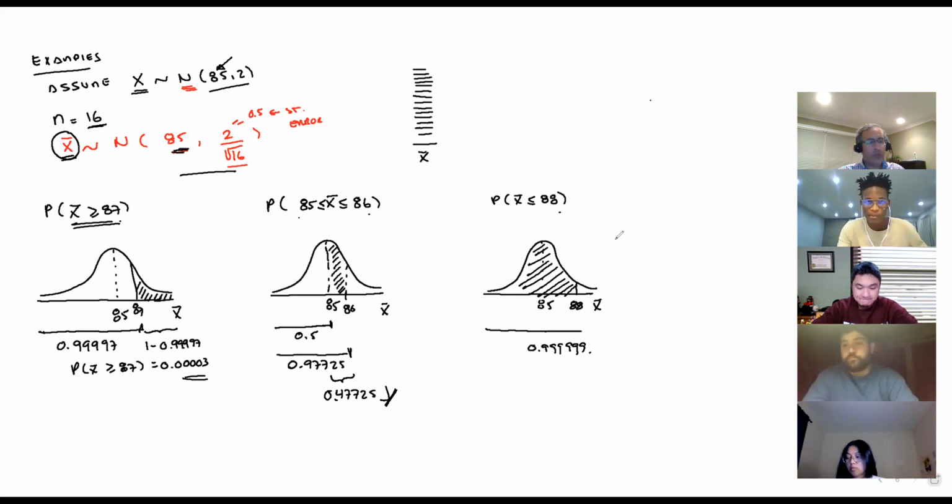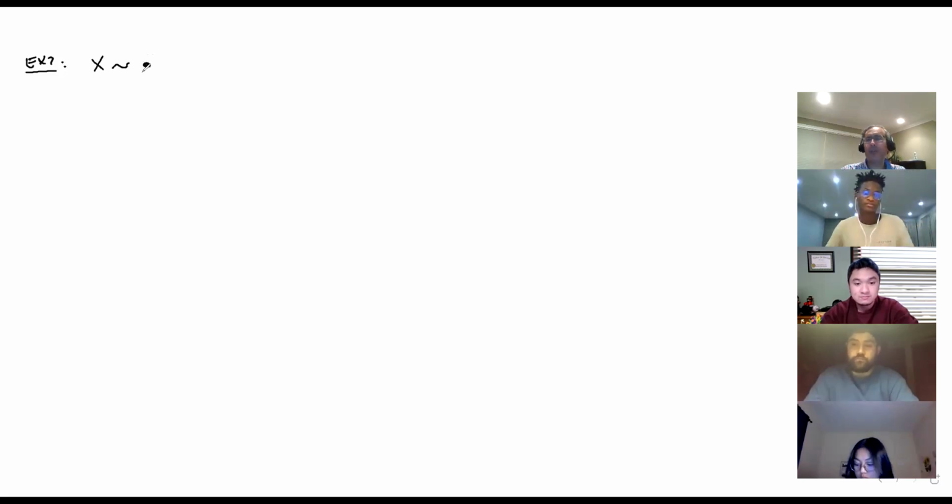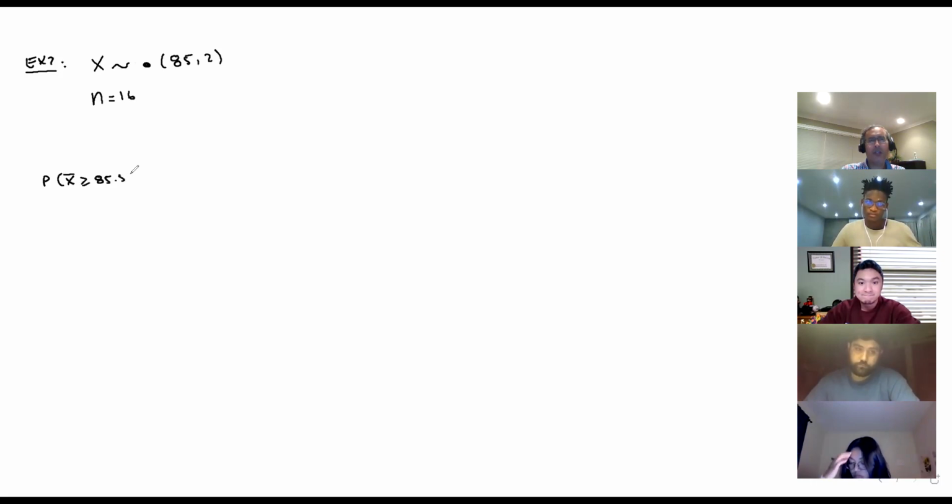So now let's move. I will do exactly the same as the previous example. X, the only thing is that I don't know if it's normally distributed. I have no idea, okay? And also the mean is going to be 85. I take a sample of 16, and my question is, what is the probability of X bar larger or equal than 85.5? What is the probability of X bar between 85.5 and 86? For example, this one.